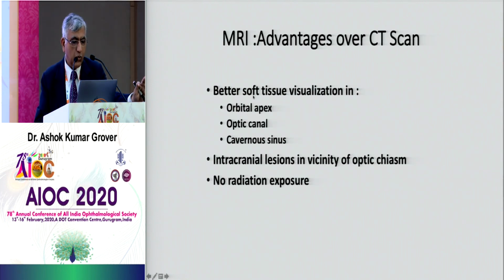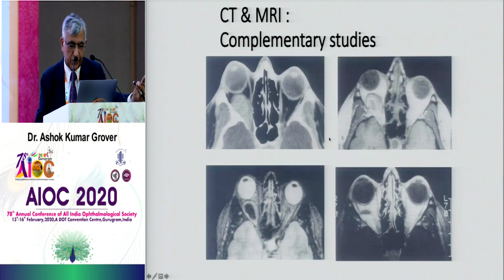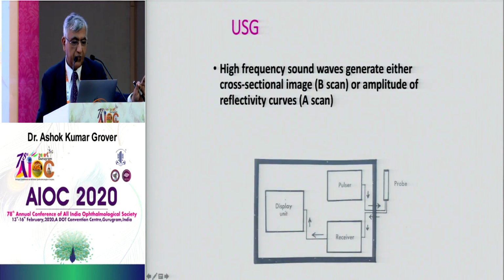So MRI not just has a better visualization near the orbital apex and cavernous sinus region, but also in intracranial lesions, and is becoming important in pediatric cases, particularly in retinoblastomas, where you want to avoid a CT because of the risk of radiation exposures. So complementary because they can give additional information about the nature of pathology.